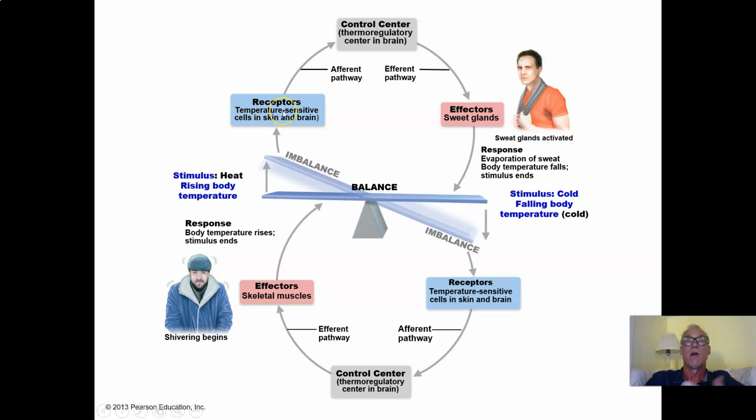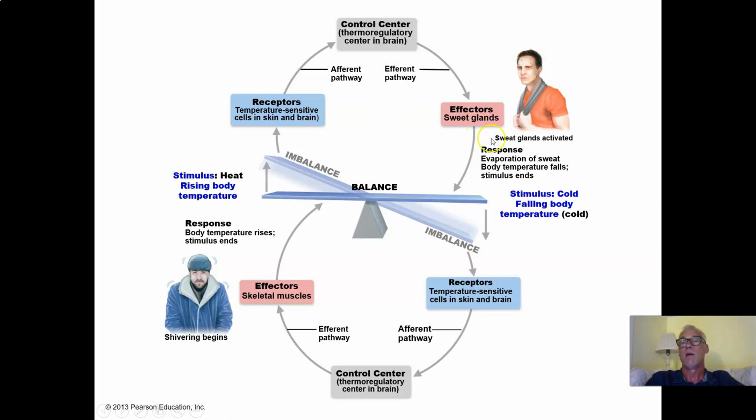So there are receptors. There are neurons whose role is to simply detect changes in temperature in your skin and also down in the deeper parts of your body, within the organs of your body. And when the body temperature starts to rise, those receptors send information to your hypothalamus within your brain that has thermoregulatory centers. The hypothalamus will determine what needs to be done, and it will dish out efferent pathway information to the effectors.